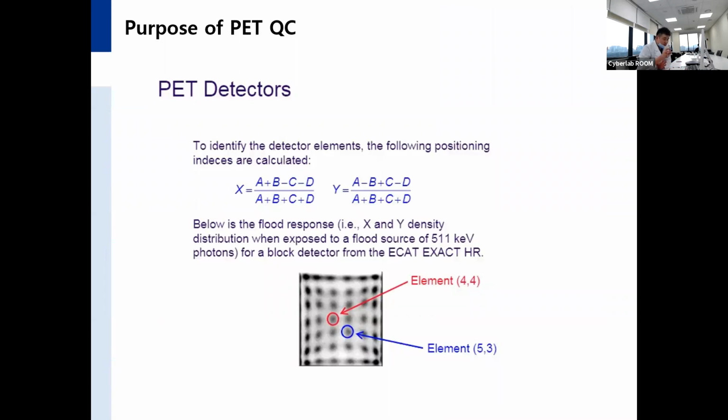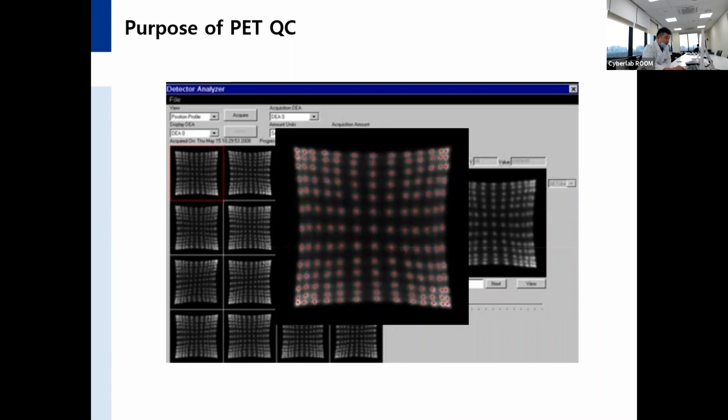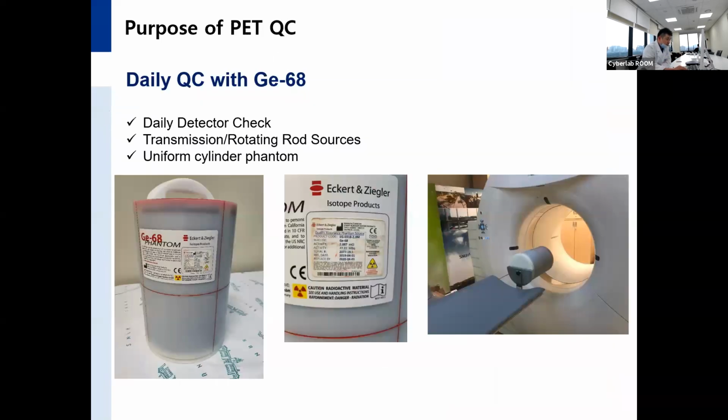This is the formula for detector testing, and this view is the detector testing view, the detector analyzer. For QC, we use the menu 68. It is for the daily detector check, transmission rotating sources, and checking uniformity with a cylinder phantom. This activity is about 2.08 millicuries, then the reference date and replace date. The replace date is sooner or later, April 1st, so we will change it in April.